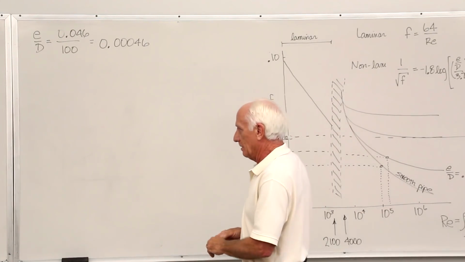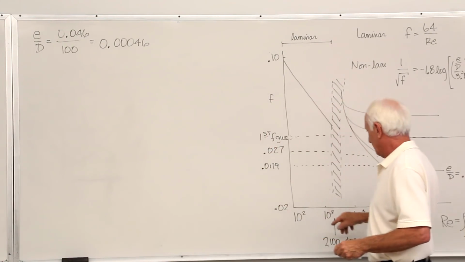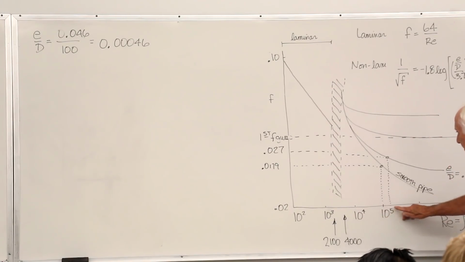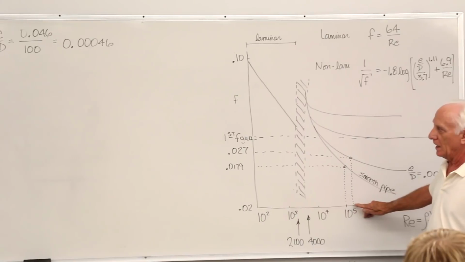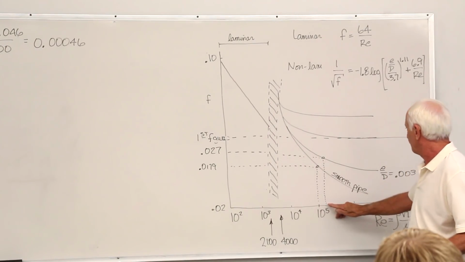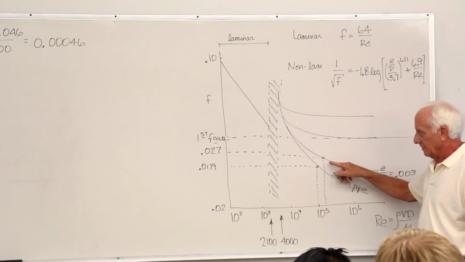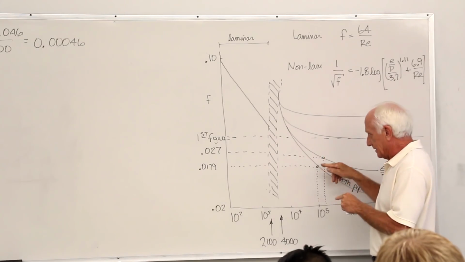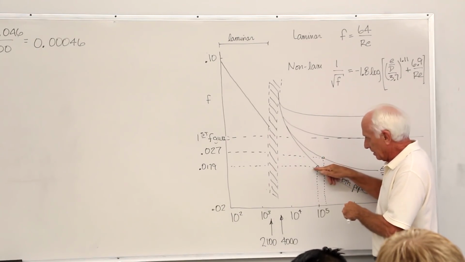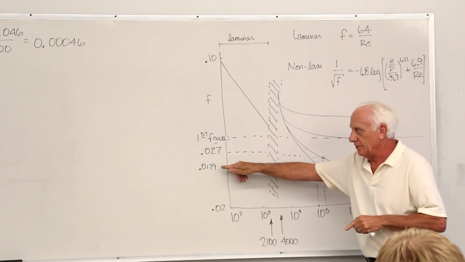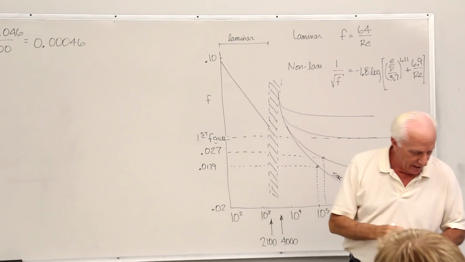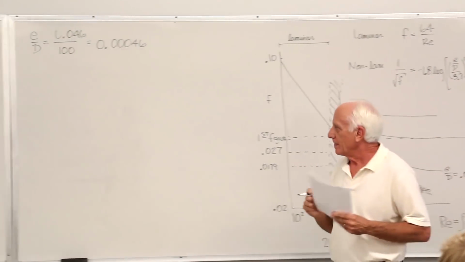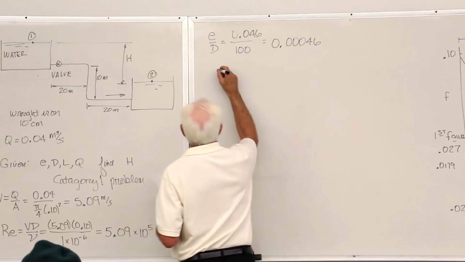Okay, go to the Moody chart with the Reynolds number, 5.1 times 10 to the fifth, right here. Go up to the right line for E over D, 0.00046, it's down here somewhere. Always go across horizontally. Once you find the intersection, go across horizontally until you find the friction factor. From the Moody chart, it's 0.017.